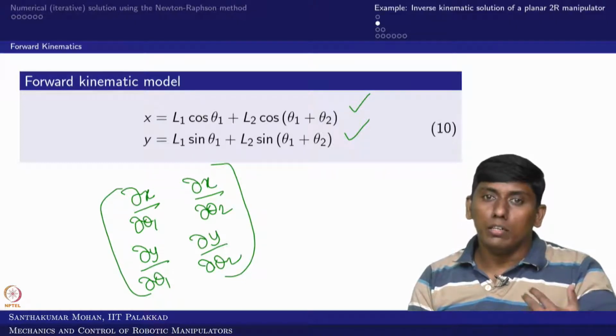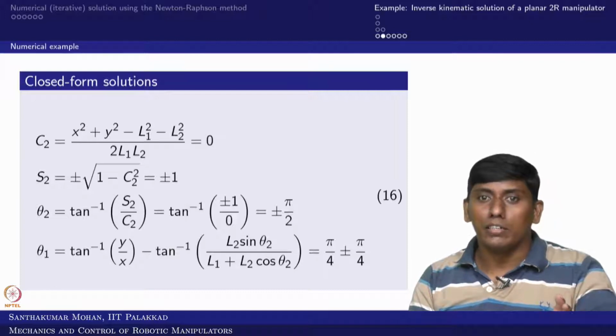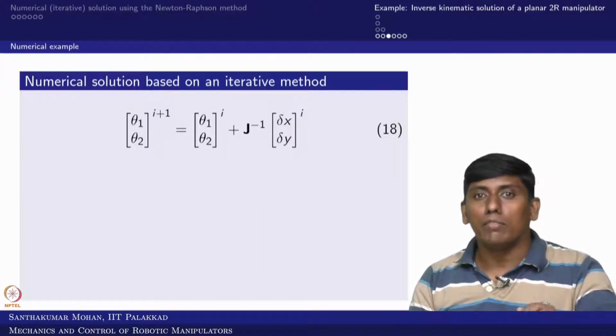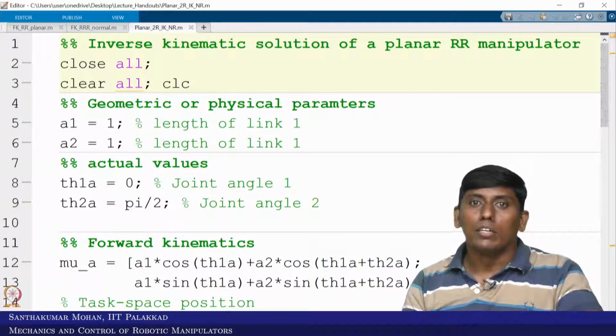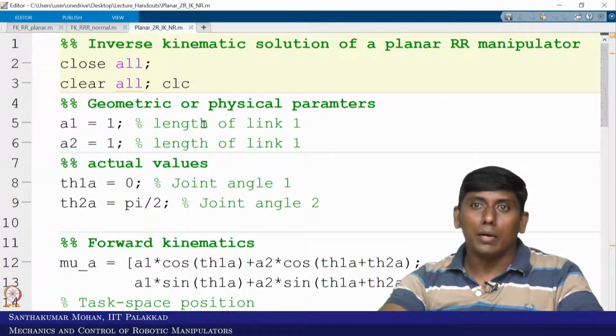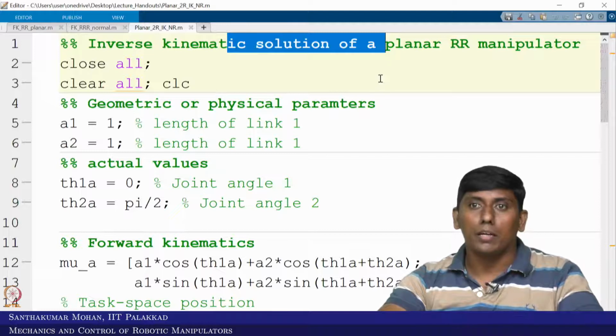Now, if these partial derivatives are available, can we cross check the closed form solution, so that the same result can be obtained with the iterative method? For that, we have taken the code which we have already written. You can see that the initial commands are all the same. This is the inverse kinematic solution of a planar RR manipulator with the help of the iterative method.